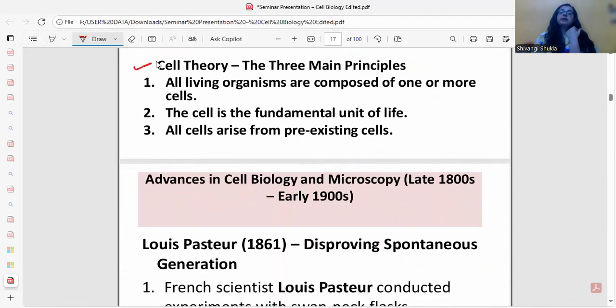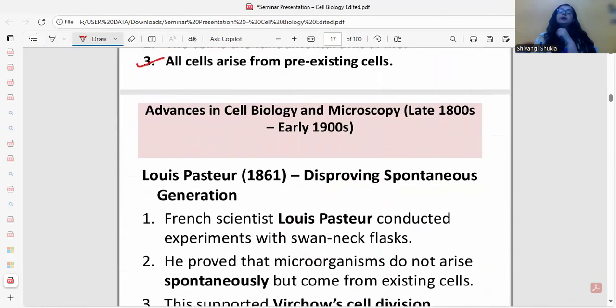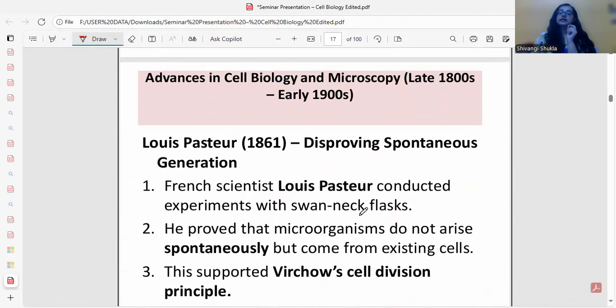So these are the three main postulates. Living organisms are composed of one or more cells. The cell is the fundamental unit of life, and all cells arise from pre-existing cells. But that is not the end of the list. There are some advances also. These are the newer theories, which we should have a look at.